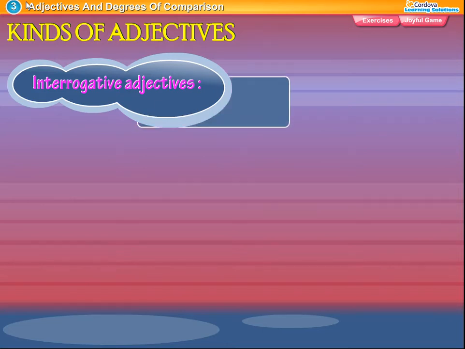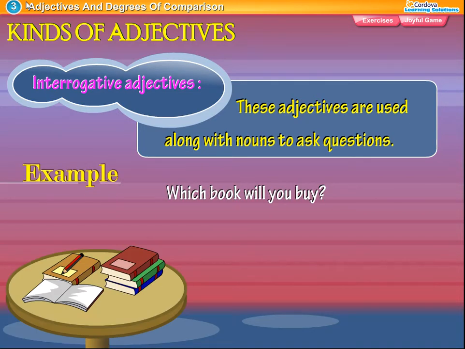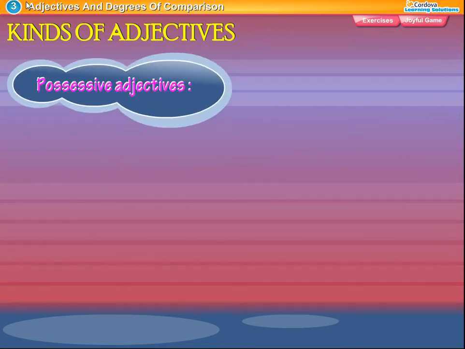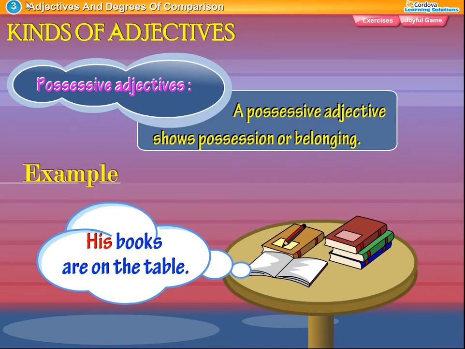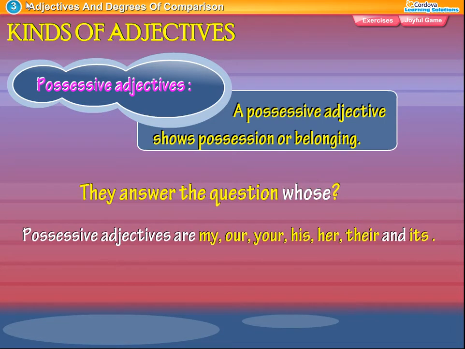Interrogative adjectives. These adjectives are used along with nouns to ask questions. Example: which book will you buy? Interrogative adjectives are whose, what, and which. Possessive adjectives. A possessive adjective shows possession or belonging. Example: his books are on the table. They answer the question, whose. Possessive adjectives are my, our, your, his, her, their, and its.